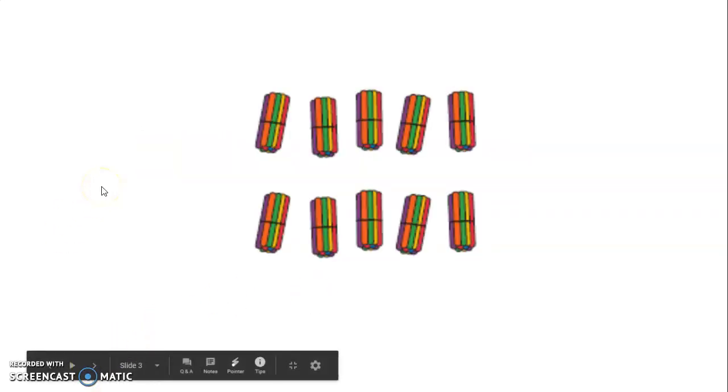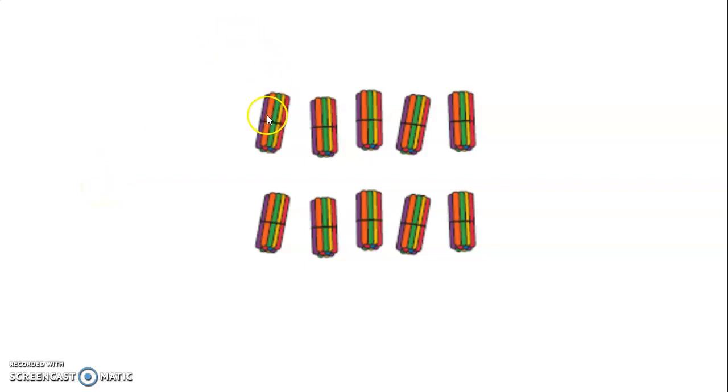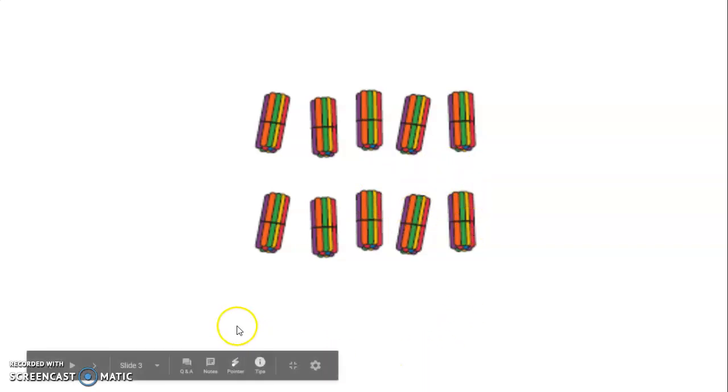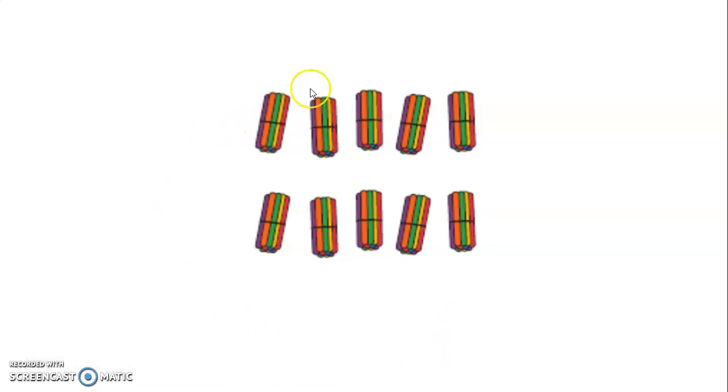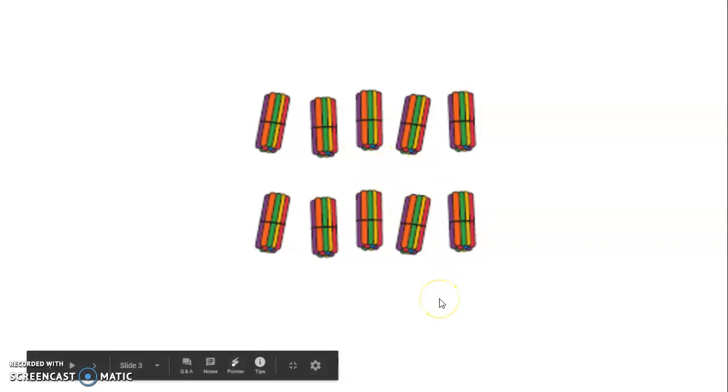So now let's practice counting our groups of 10. 10, 20, 30, 40, 50, 60, 70, 80, 90, 100. Do it one more time with me. Let's count by tens. 10, 20, 30, 40, 50, 60, 70, 80, 90, 100. Good job. Now, that's how we count by tens.